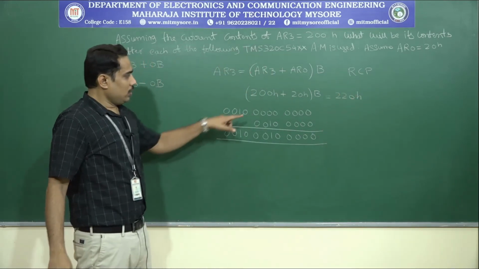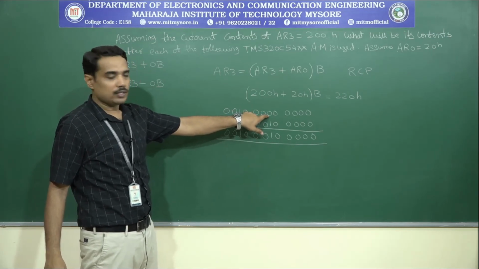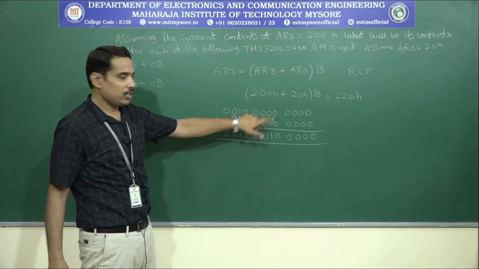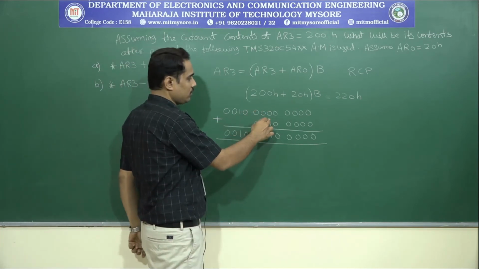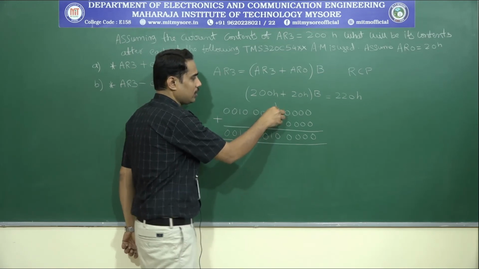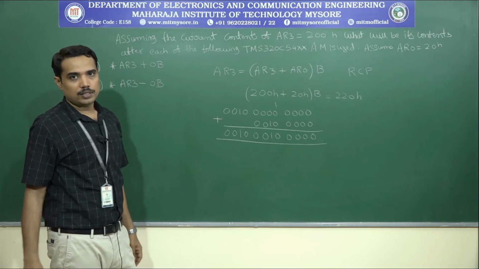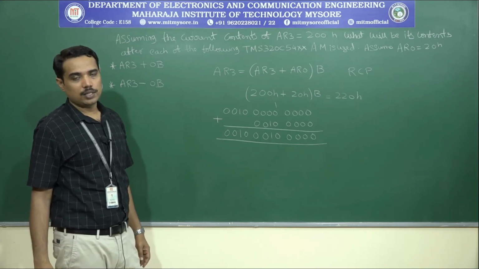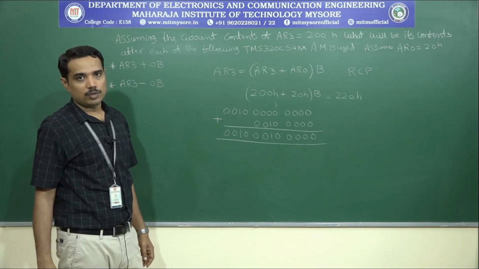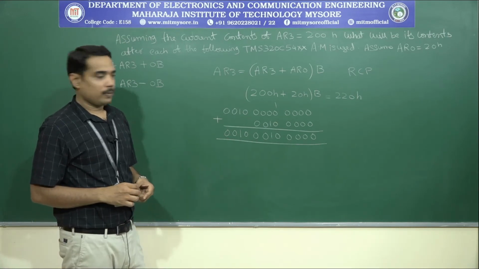If you have any value or bit 1 here, then what happens? 1 plus 1, that is sum is 0, then the carry propagates here, like that. That we have seen in the previous lecture associated with the bit reverse addressing mode while learning the general concepts.